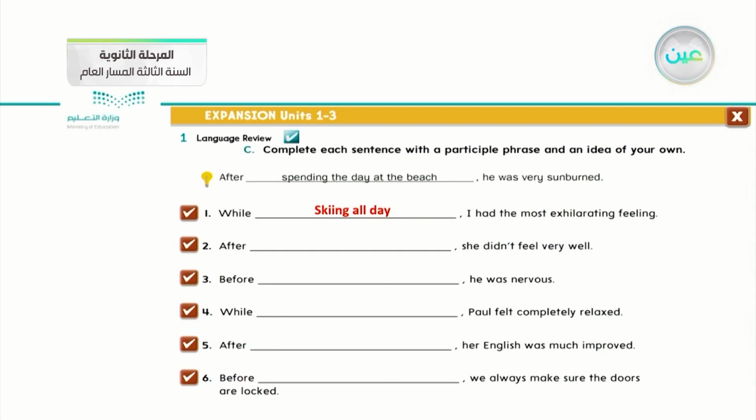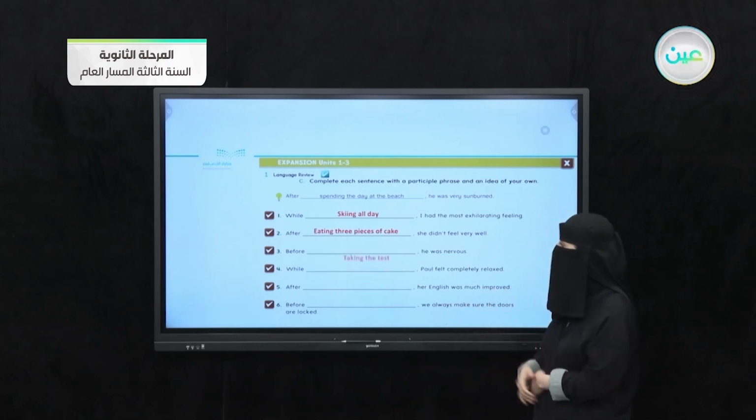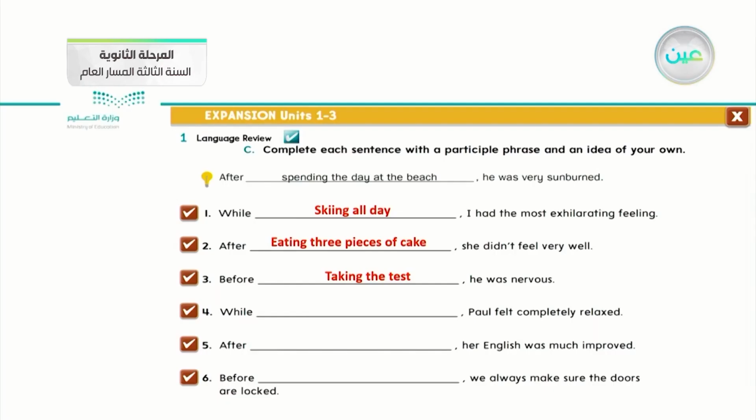We can put anything of our own, but we should notice that the sentence should be complete and meaningful. So we can say, after eating 3 pieces of cake is suitable. She didn't feel very well. Okay, number 3, before space, he was nervous. What do you think is suitable for that sentence? So before taking the test, what happened to him? He was nervous. Before taking the test, he was nervous.